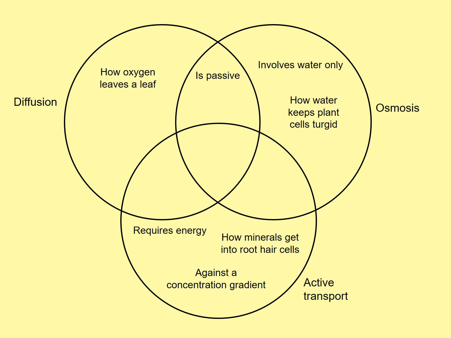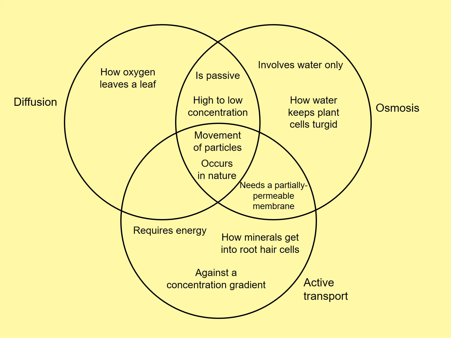Both osmosis and diffusion are what we call passive, which means they don't require energy. And they both go from a high concentration to a low concentration. Osmosis and active transport both need a partially permeable membrane. All of them are movement of particles and occur in nature. We're clutching at straws there a little bit. And diffusion and active transport involve the transportation of solutes. I've talked about how glucose gets into the bloodstream as well in humans, possibly.